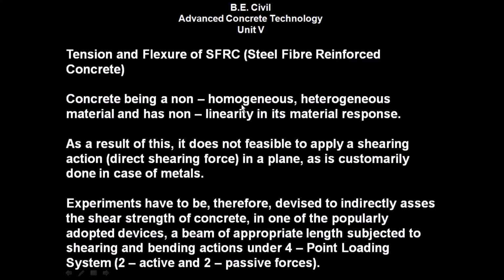Concrete is a non-homogeneous, heterogeneous material and has non-linearity in its material response. As a result of this, it is not feasible to apply a shearing action, that is a direct shearing force, in a plane as is customarily done in the case of metals, that is iron. Experiments therefore have to be devised to indirectly assess the shear strength of concrete.